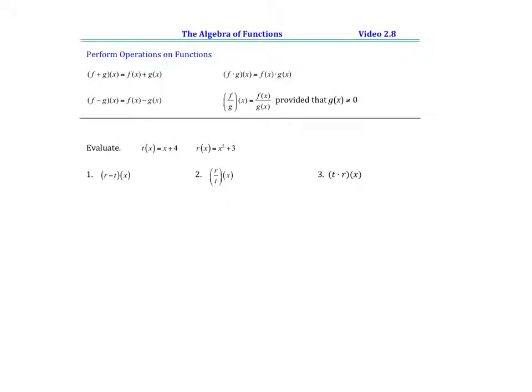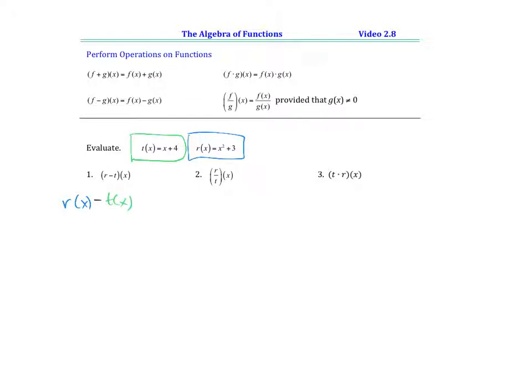In this video, I'm going to look at the algebra of functions. So we're going to add, subtract, multiply, and divide them, and then also look at composite functions. Okay, so in this first example, we've got two functions, t of x and r of x. All right, so I need to find r minus t of x. So what that means is first take r of x, and then you just subtract t of x.